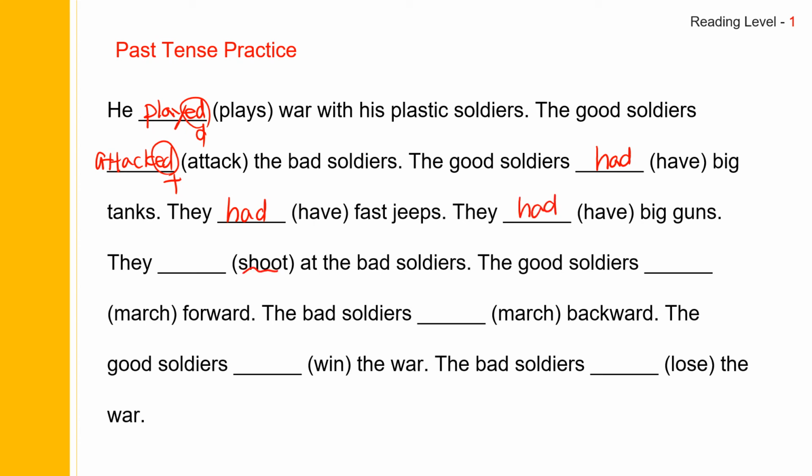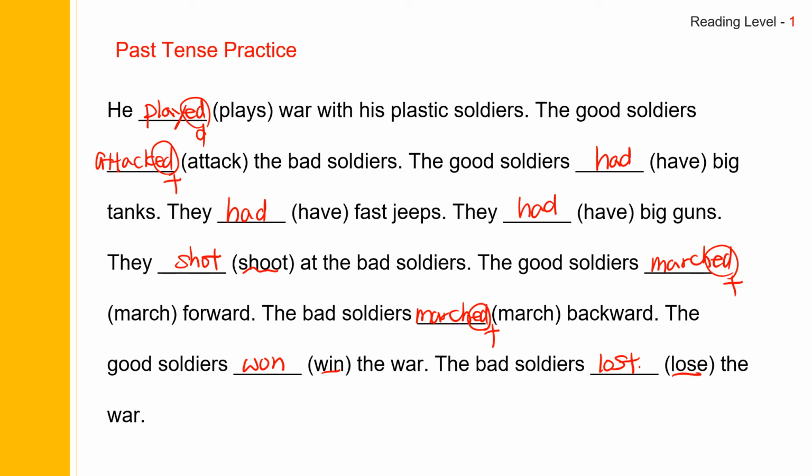And the past of shoot is shot. Shoot, shot. March is regular, marched, and you pronounce it as t, marched. March, marched, marched. The soldiers win, the past tense of win is won, and lose, lost, lost.